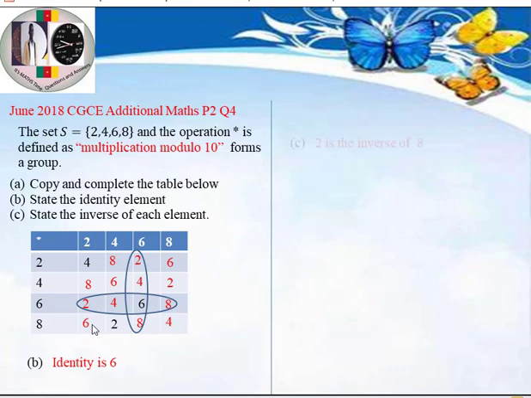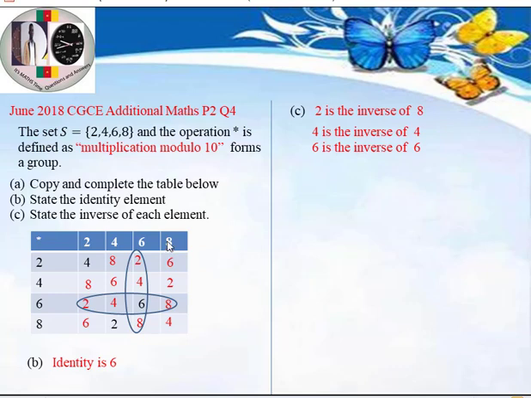So 2 is the inverse of 8. What is the inverse of 4? 4 times what modulo 10 will give us 6? 4 times 4 modulo 10 is 6, right? So 4 is the inverse of 4. What is the inverse of 6 itself? We look under 6. Where is 6? 6 is here. And what do we multiply by 6? 6 times 6 modulo 10 will give us 6. So the inverse of 6 is 6.